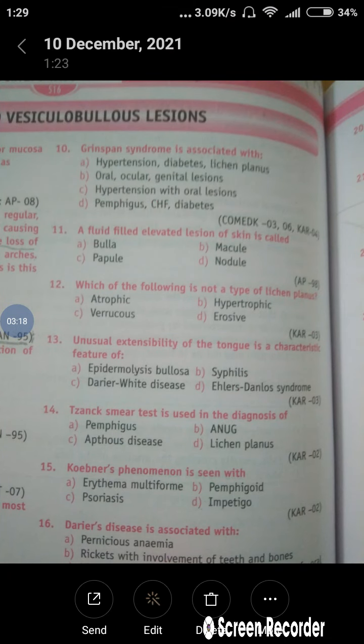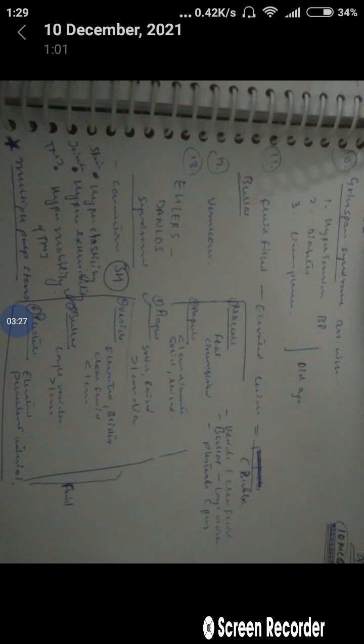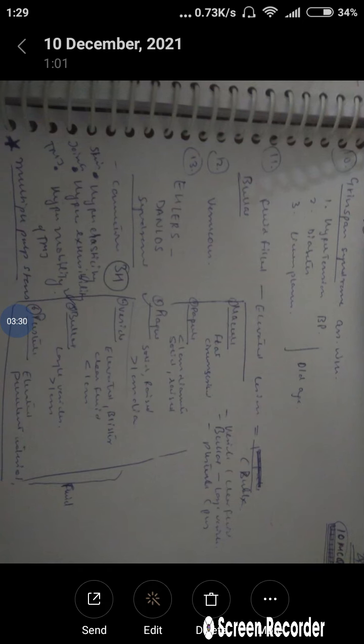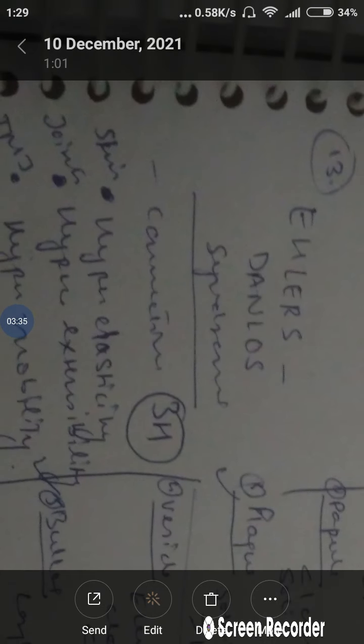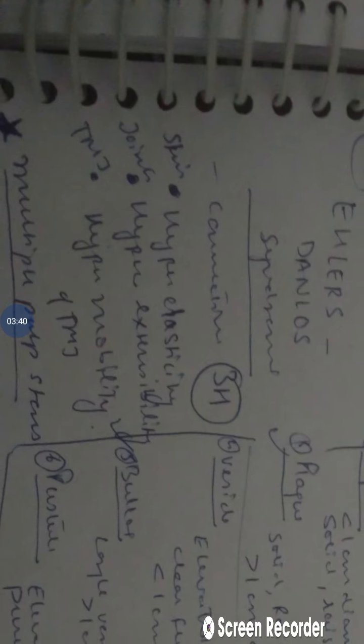Now let's come to question number 13. Unusual extensibility of the tongue is a characteristic feature of. The answer is Ehlers-Danlos syndrome. Now what is Ehlers-Danlos syndrome? There are 3 H that you have to learn: hyperelasticity, hyperextensibility, and hypermobility. Hyperelasticity is related to skin, hyperextensibility is related to joints, and TMJ is related to hypermobility, which leads to dislocation.